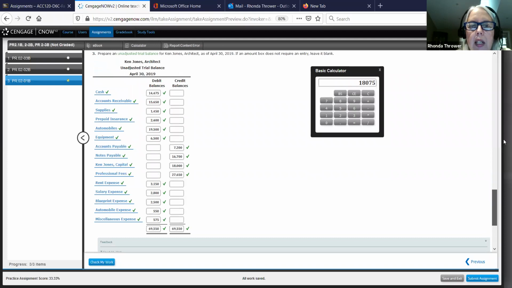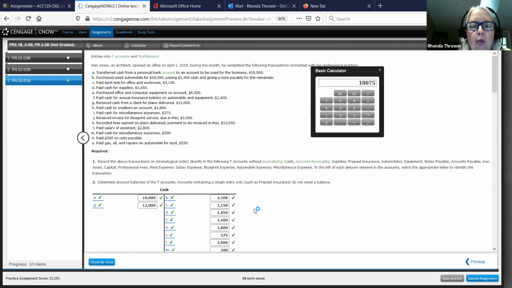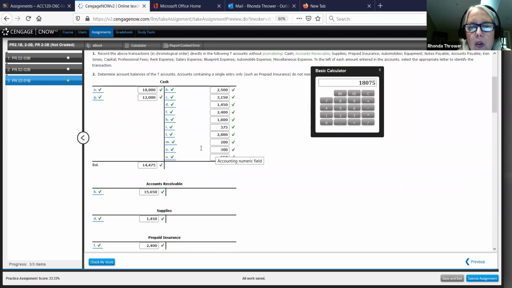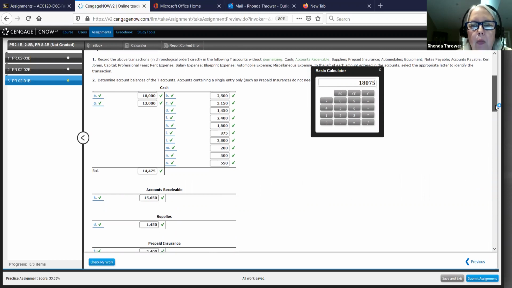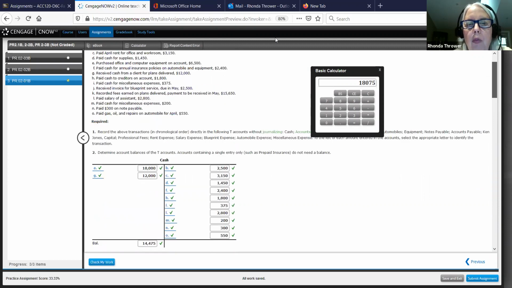What you really need to concentrate on is analyzing transactions through the T accounts. Make sure you understand how to analyze transactions through T accounts and how to balance these accounts. That's the most important thing you can learn from this particular problem. So we'll stop sharing here, and I'm going to stop the recording.